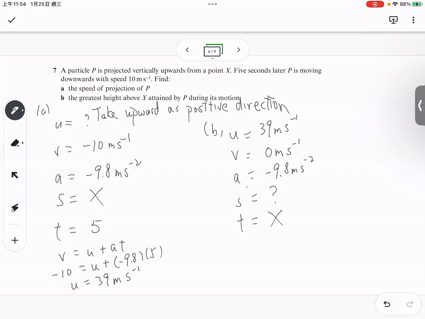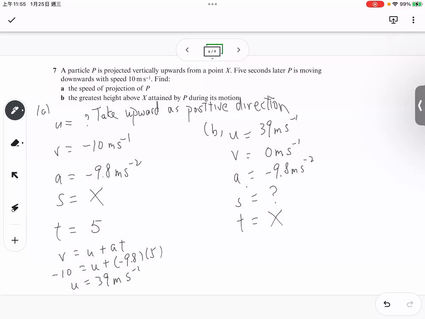So I do not have T this time. Maybe you say that T may be 5 seconds. I'm sorry, T is not 5 seconds in this question, because we will look at the question carefully. The question says that 5 seconds later, P is moving downward with speed 10 meters per second. The speed at that moment is not 0, because we must make sure that at the highest point the velocity is 0, not negative 10 meters per second. That means I think the time will be a little bit less than 5 seconds when it reached the highest point. So this time we cannot use T to do this question.